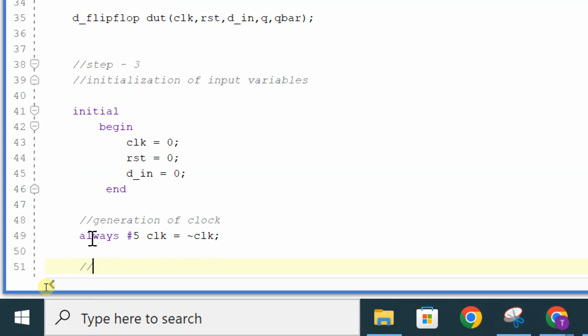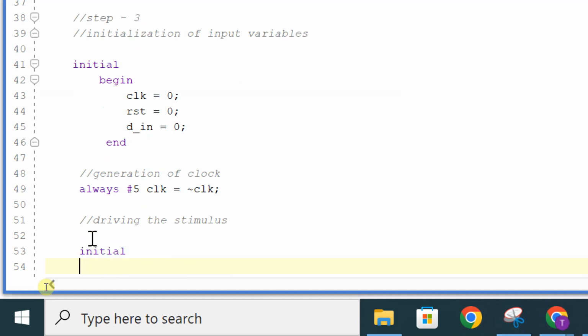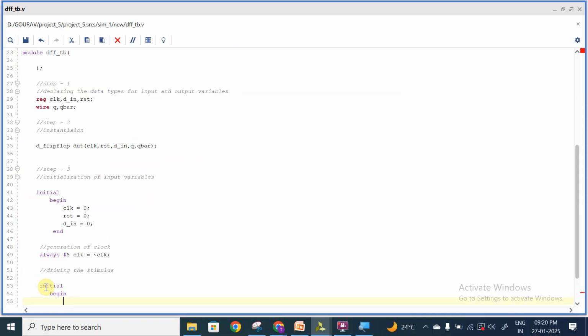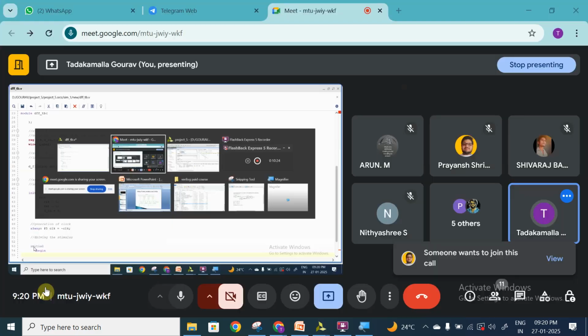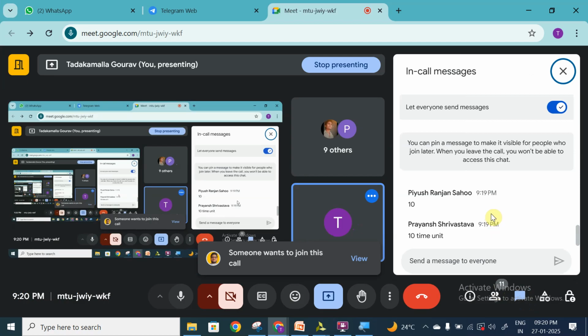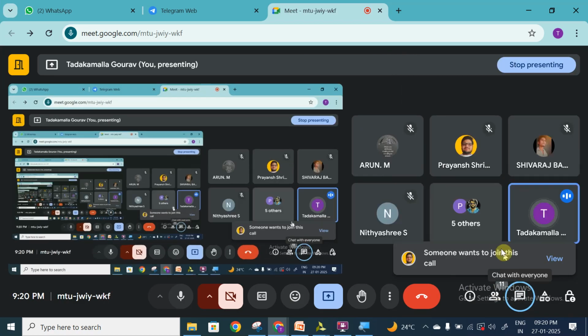Next is driving the stimulus. Within an initial begin and end block, we can apply the reset signal. When should we apply this reset signal? Should we apply it at the positive edge or at the negative edge? Negative edge. Okay.